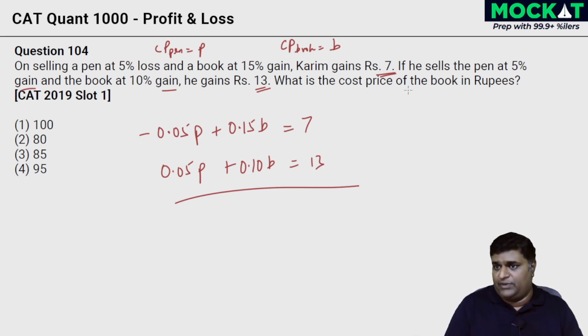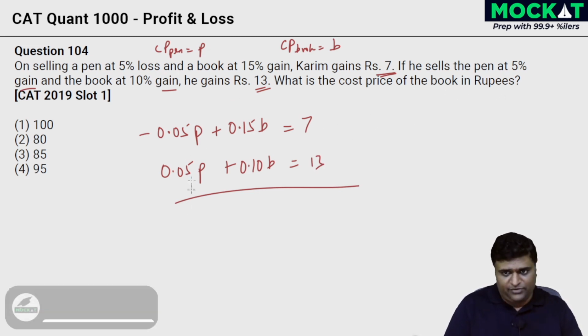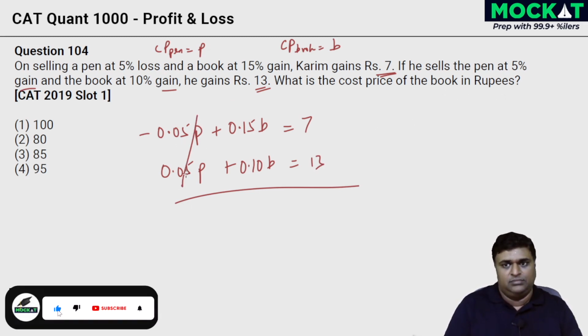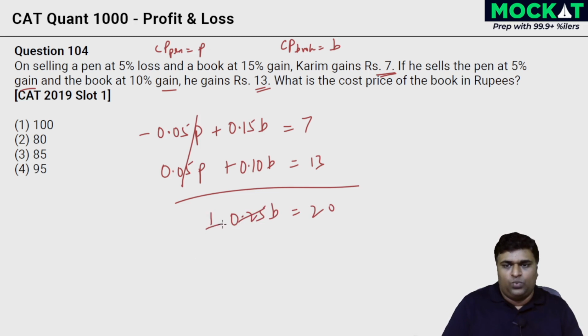How do we solve for it? We need to find the cost price of the book. Very good. We can get rid of p by just adding them up. Adding these two, we're going to get 0.25b equals 7 plus 13, 20. 0.25 is nothing but 1 by 4, right? We should know that. So b over here is nothing but take the 4 there and you get 80. That's the cost price of a book. Option 2 is the answer here.